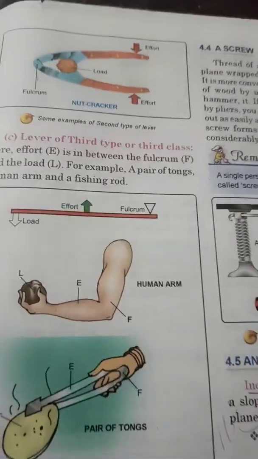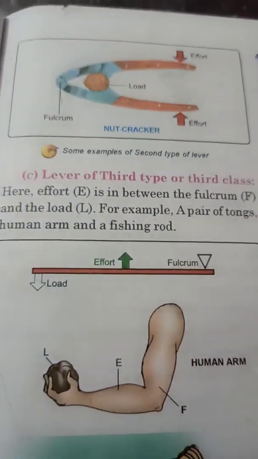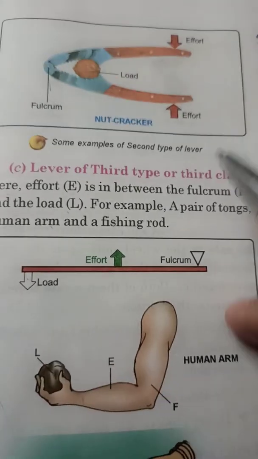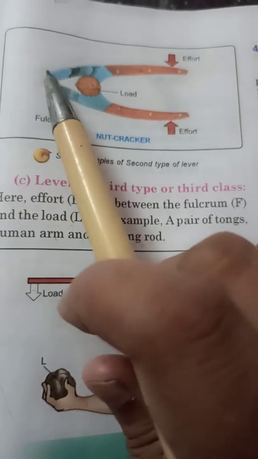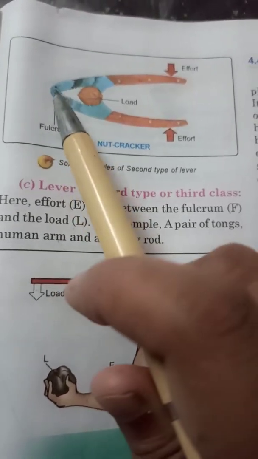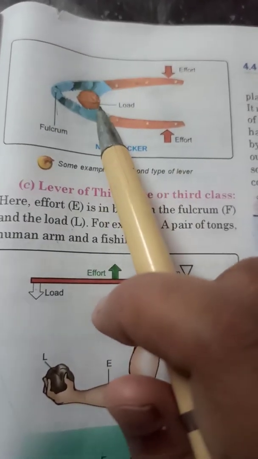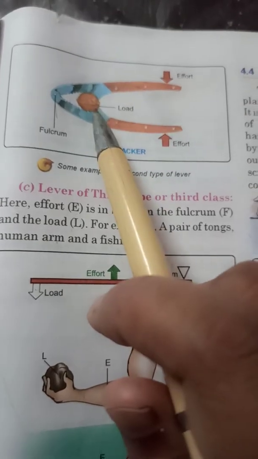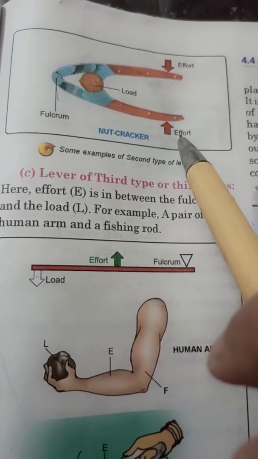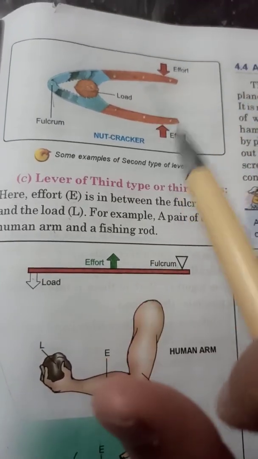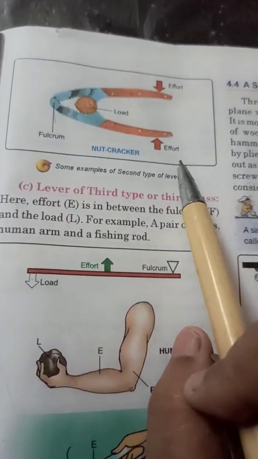Now another example of second class lever is nut cracker. Now I just hope you must have seen this nut cracker, right? So this part is fixed. We can't open this part, right? But in this part, this is load. We will put the nut over here and we will try to crush it or just open it, okay? And from here we will apply the effort. From here we will apply the force to just open this one. So this is how fulcrum is here, load is here, and effort is here.